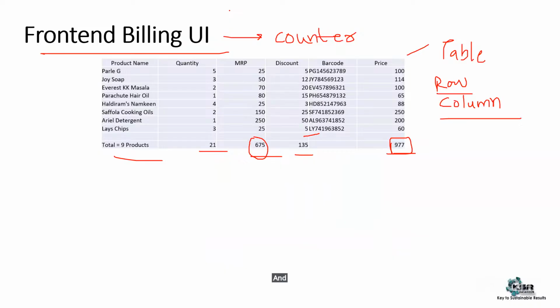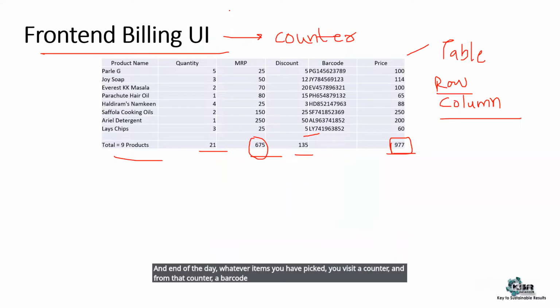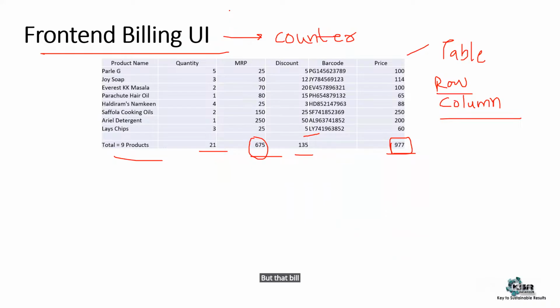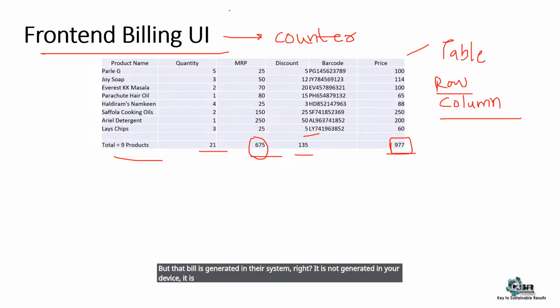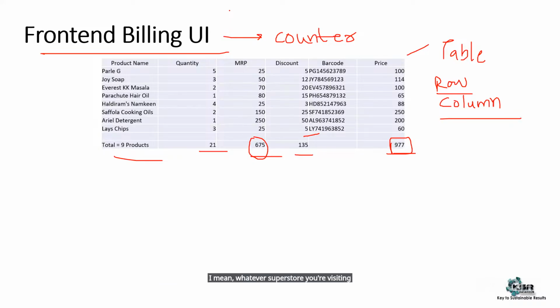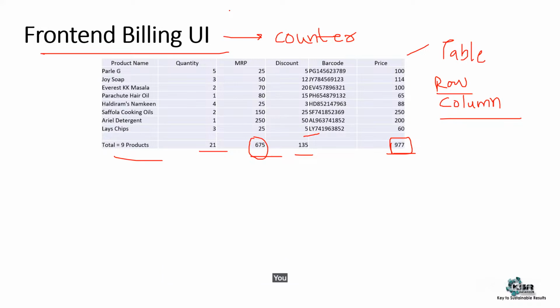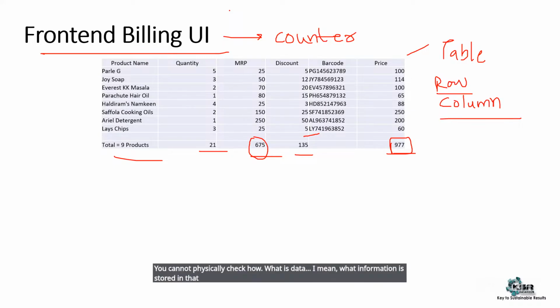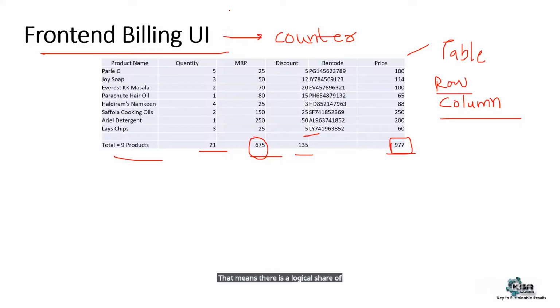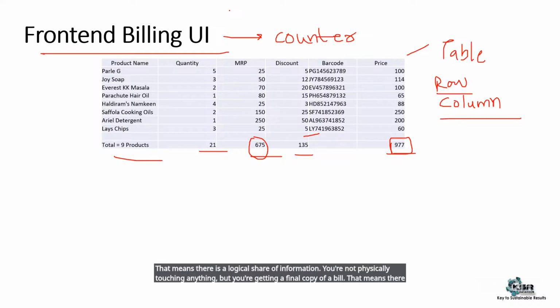And end of the day, whatever items you have picked, you visit a counter, and from that counter, a barcode is scanned, a bill is generated, but that bill is generated in their system, right? It is not generated in your device. It is generated in whatever superstore you're visiting, in their device. That means there is a logical flow of information. You cannot physically check what information is stored in that bill. You can only check whatever is printed and given to you. You're not physically touching anything, but you're getting a final copy of a bill. That means there is a logical share of information.